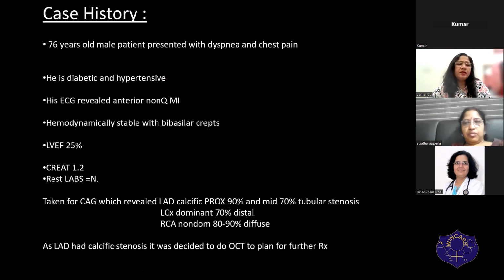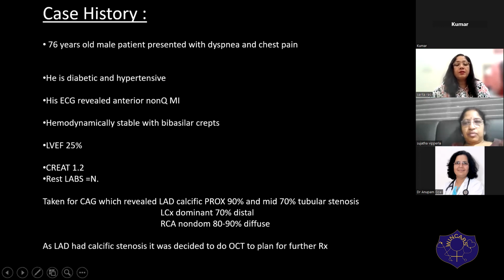This is a 76-year-old gentleman who presented with dyspnea and chest pain. He is diabetic and hypertensive. His ECG revealed a non-Q anterior MI. He is hemodynamically stable for now, with bilateral crepitations. His echo showed an ejection fraction of about 25%. His creatinine was 1.2, and the rest of the labs were okay. He was taken for an angiogram, which revealed the following disease.